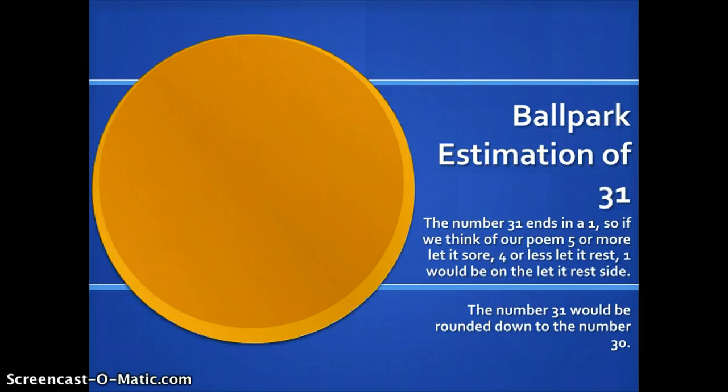Now let's try to do this without seeing a visual of the hundreds chart. Finding the ballpark estimation of the number 31. Now 31 we know ends in 1. So if we think to our poem, 5 or more, let it soar. 4 or less, let it rest. 1 would be on the let it rest side. So the number 31 would be rounded down to the number 30.